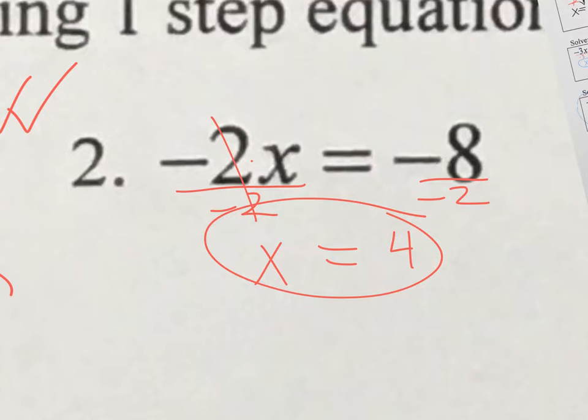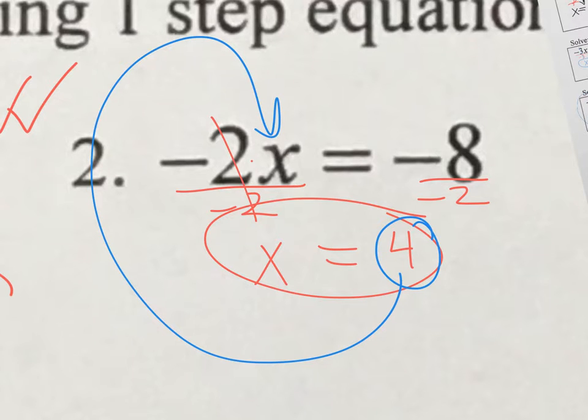Now, if you're not too sure about your answer, you could always double check by taking your answer, plugging it into the original, and doing the math. Negative 2 times 4, that really does equal negative 8.